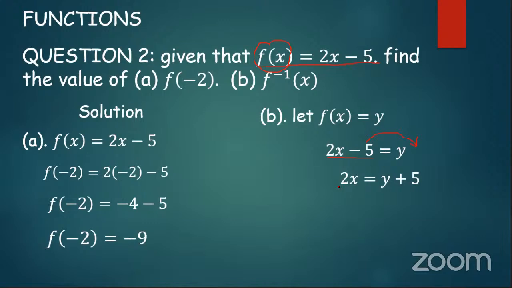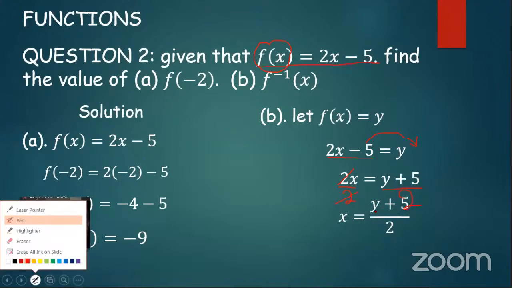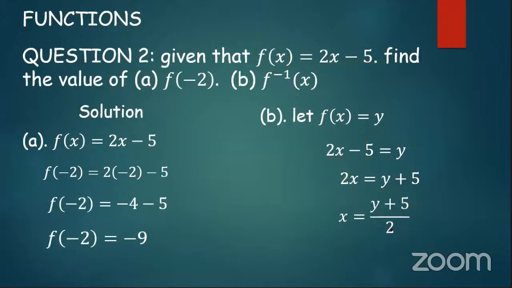Because we want to remain with x on the left-hand side, we divide by 2 on both sides. After dividing by 2 on both sides, this 2 will cancel out with this 2, and on the left-hand side we shall remain only with x. On the right, it will remain as y plus 5 divided by 2. So our x is going to be equal to y plus 5 divided by 2.